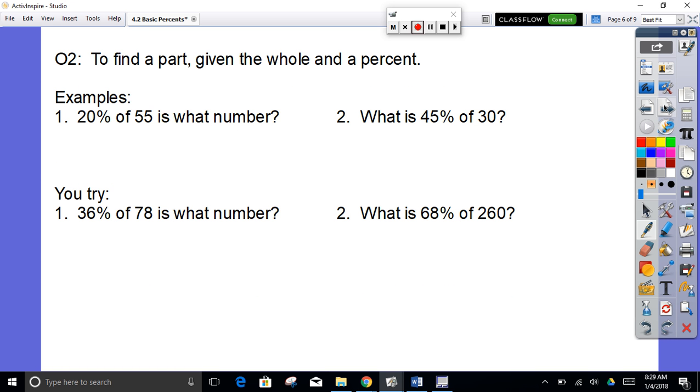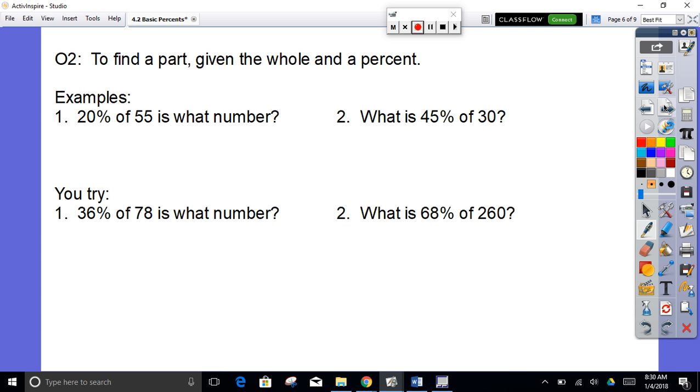Objective 2 is finding a part given the whole and a percent. So if you know what the whole amount is and you're trying to find the percent of that amount, this tells you how to find a part. These are the kinds of percents that we will be doing most often. So we'll be moving into how to calculate taxes and tips and commissions and markups and markdowns. And all of those are this type of problem.